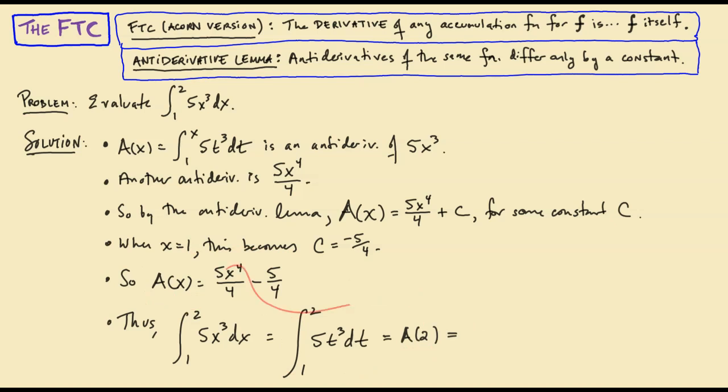So popping a 2 in there, we get 5 times 2 to the fourth over 4 minus 5/4. Factor out 5/4 to make the arithmetic easier. 2 to the fourth: 2, 4, 8, 16, minus 1, so that all becomes 15. 15 times 5 is 75, and we have it. This integral with which we started is equal to 75 over 4, precisely.